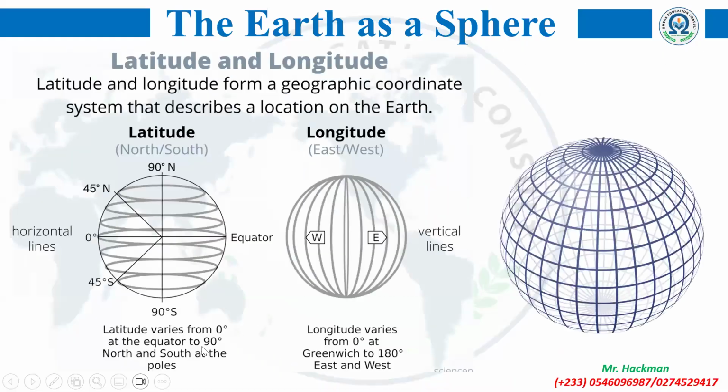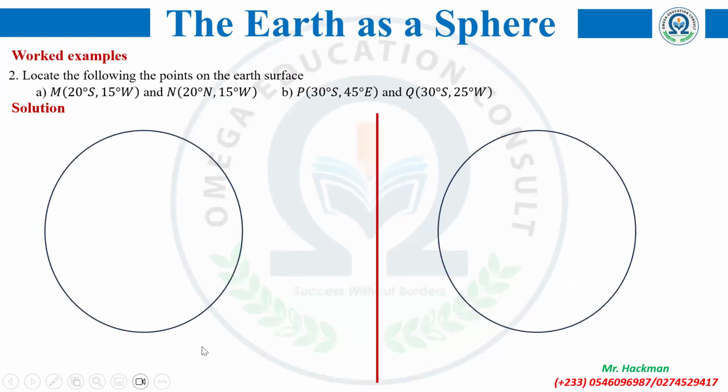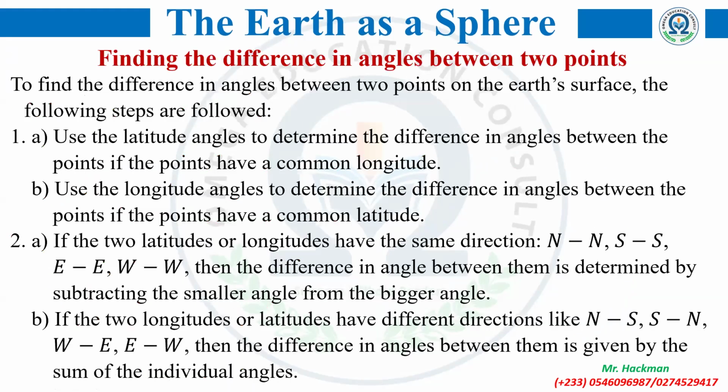I'm going to skip up to where we got to; we did all this in lesson 1. In today's lesson, we'll be looking at how to find the difference in angles between 2 points, and how to find the distance between 2 points on the Earth's surface. Only that we're looking at another special distance, which will be the shortest distance between 2 points on the Earth's surface. So please stay with me.